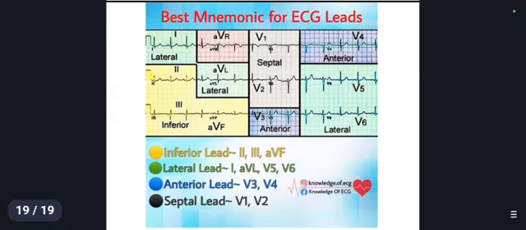Best mnemonics for ECG leads. Lead 1 lateral, lead 2 and lead AVF are inferior, AVR, AVL are lateral, V1, V2 are septal, V3 anterior, V4 anterior, V5 and V6 are lateral leads.